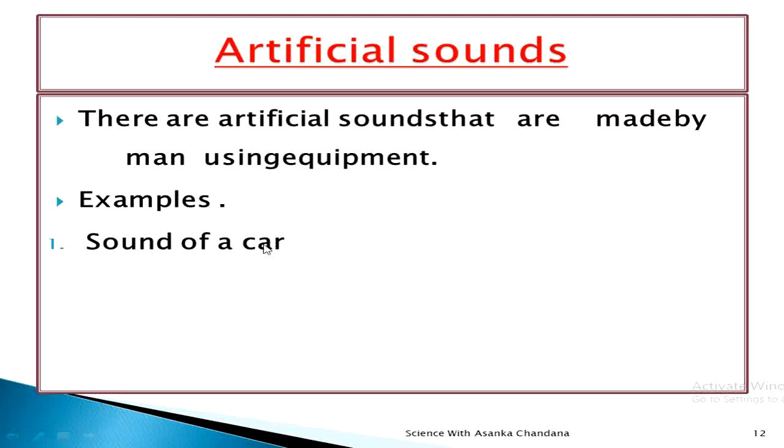Sound of a car. The sound of a car is produced by man-made equipment. Therefore, it belongs to the artificial sound. Sound of the school bell. The school bell is an instrument made by man. So, the sound produced by the school bell also belongs to the artificial sound.